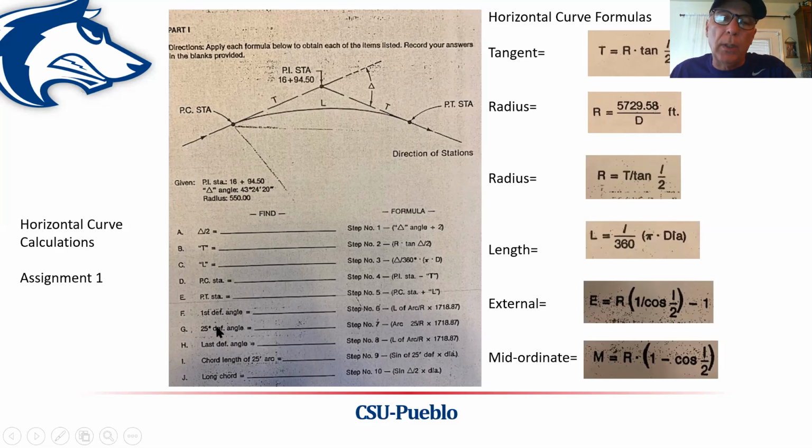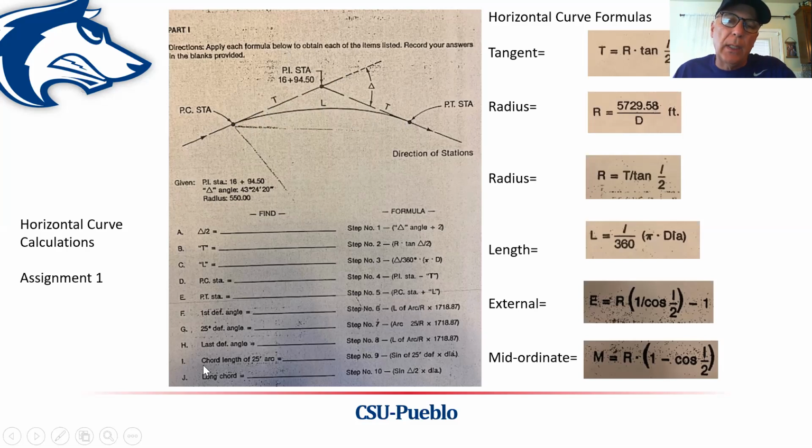The next one, point H, is the very last deflection angle. The last deflection angle is the angle that would be required to turn from this line all the way through and get to our very last point, the PT station. So it would be a matter of calculating that point right there. That is what is defined as the last deflection angle.